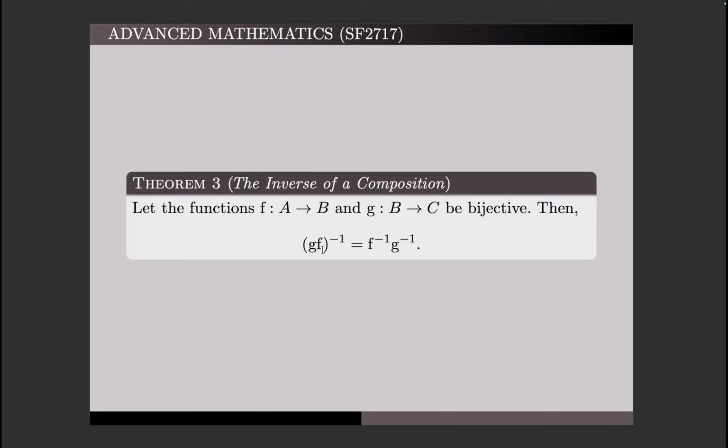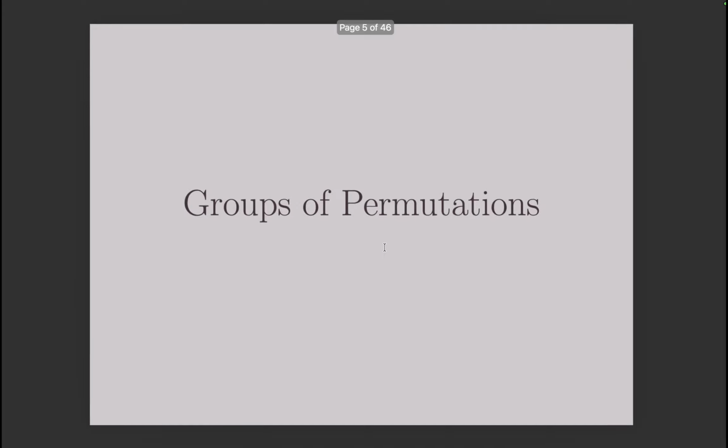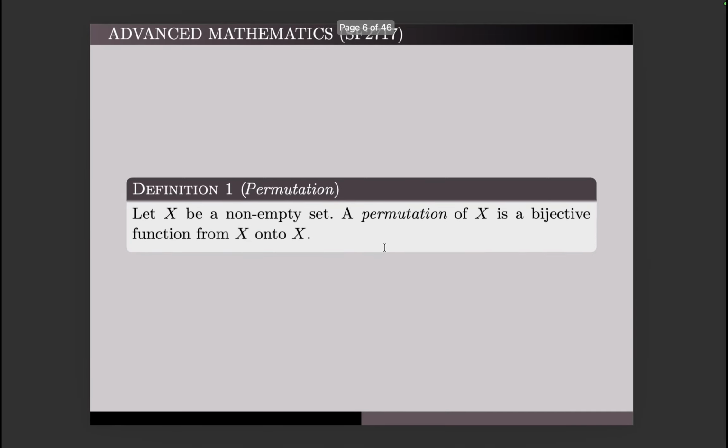And that's the natural question. What is the inverse of G after F? The inverse, you should sit down and do it yourself. It becomes the inverse of F after the inverse of G. Okay? Okay. Any questions so far? So let us now go to the main topic of today's lesson, groups of permutation.